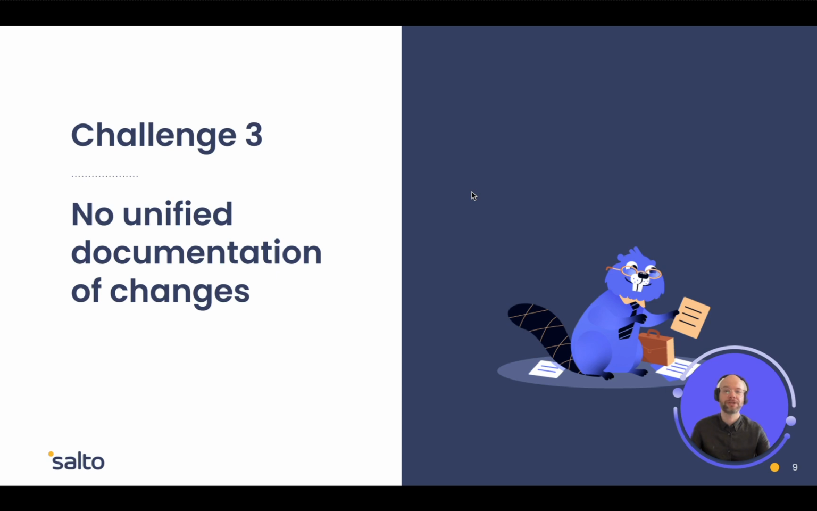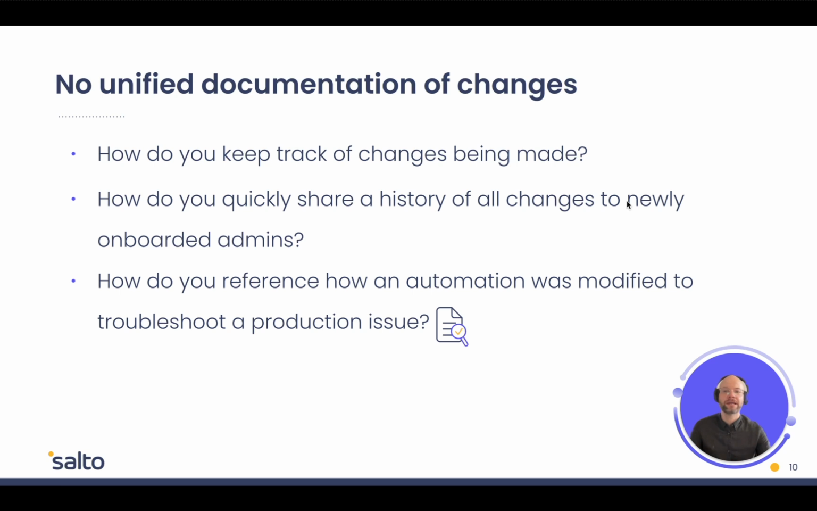The third challenge is that there is no unified documentation of changes. As you customize Jira over time to meet the needs of your organization, how can you keep track of all the changes being made? Jira won't notify you, as the admin, when configurations are updated in production, so how are you going to keep notified of configuration updates?